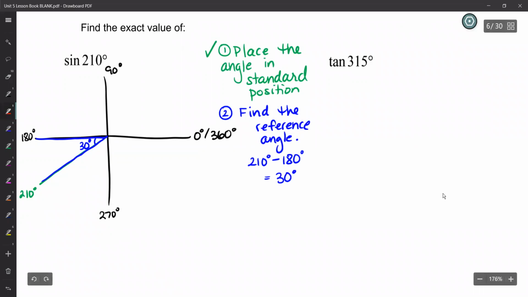For 120, you also use 180, right? Yep. That's 180 minus. Yep.